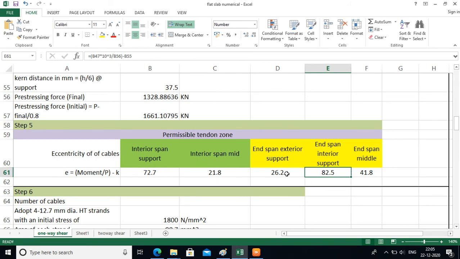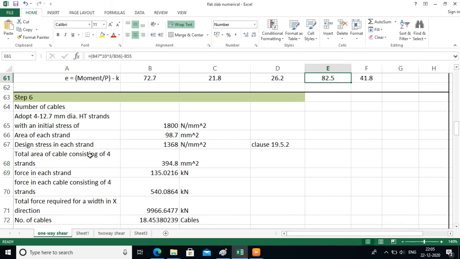Now we have the eccentricities for the 5 different positions of the prestressing steel. So this is step 5, the calculation of the permissible tendon zone, or finding out the eccentricities. Now step number 6. We have decided where to provide the steel, and up to what value of prestressing force we are going to prestress; that also we have. Now it's time to find the number of cables.